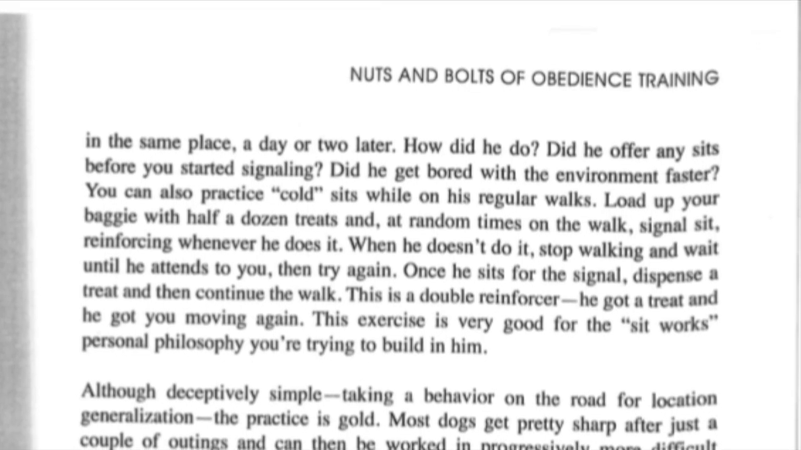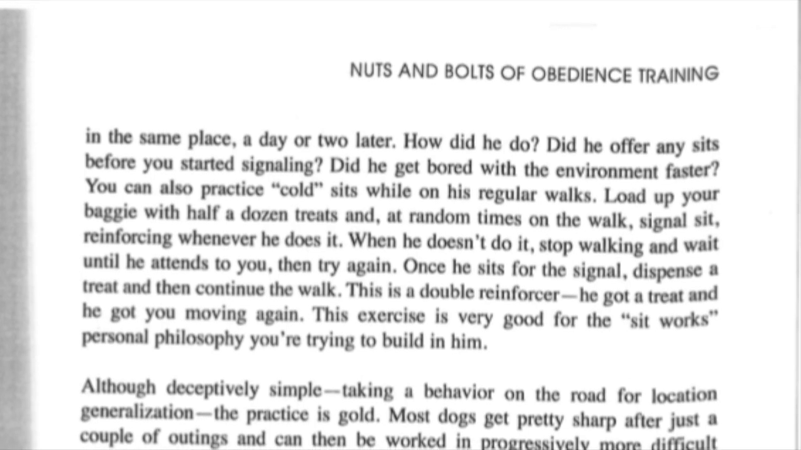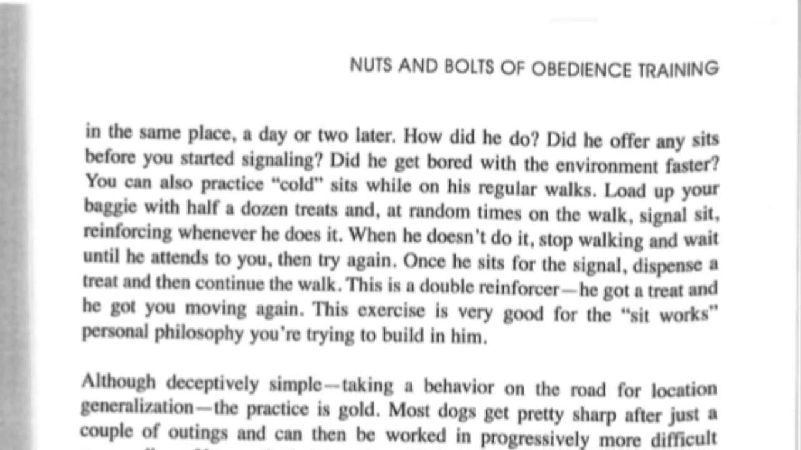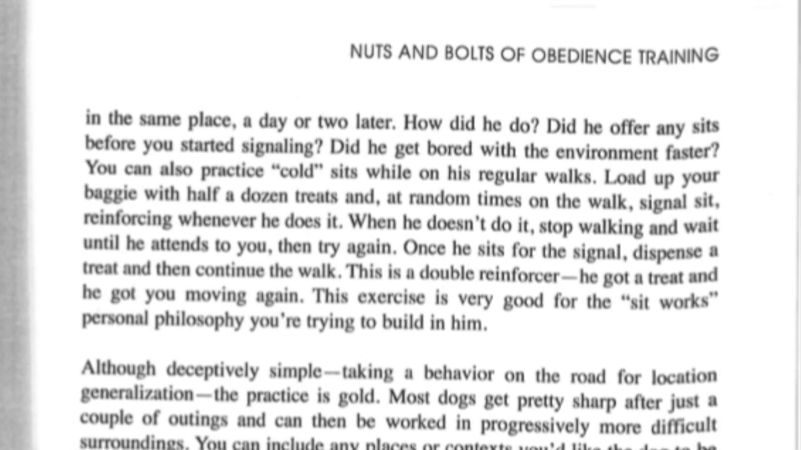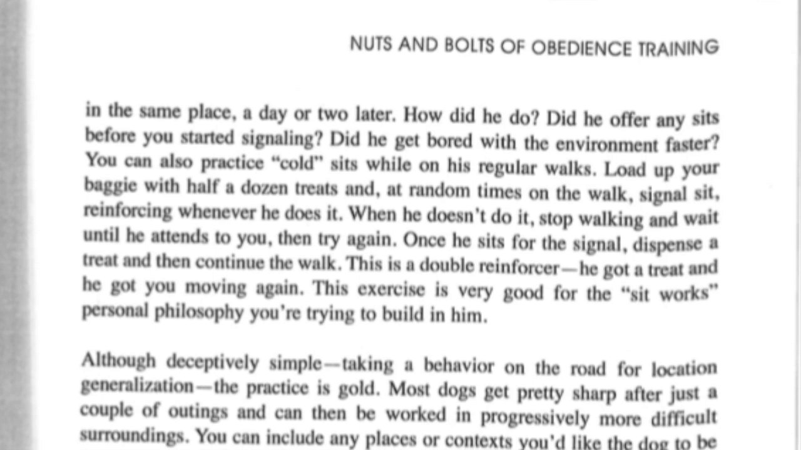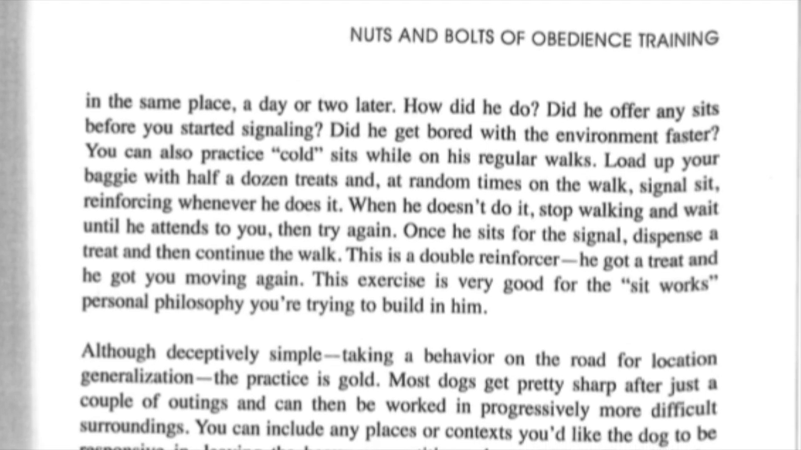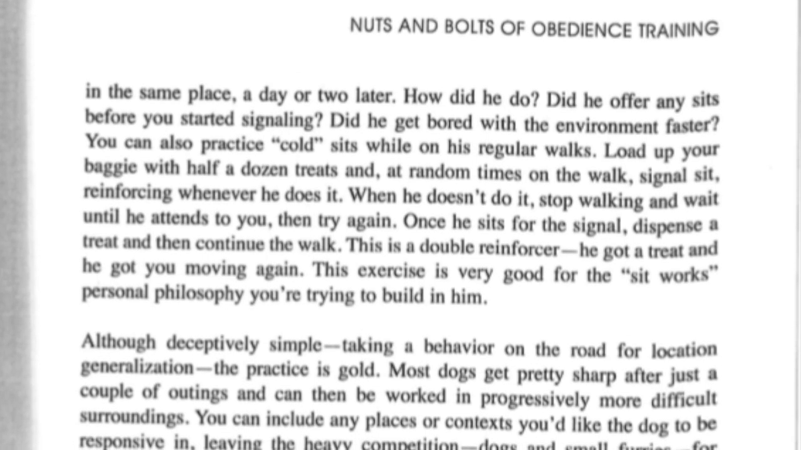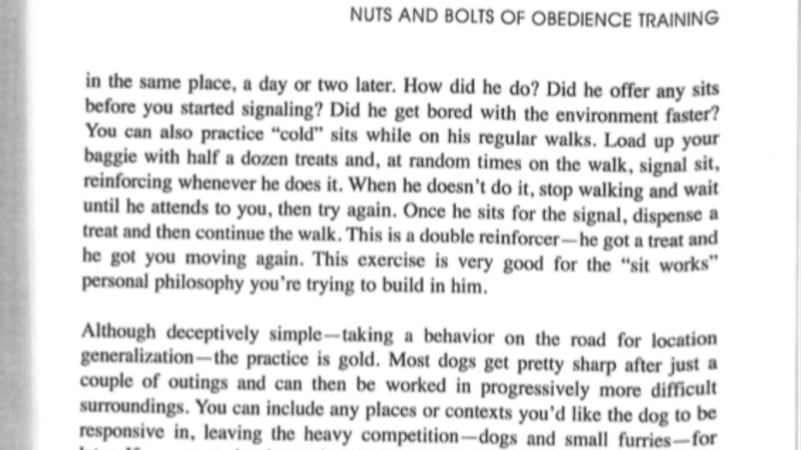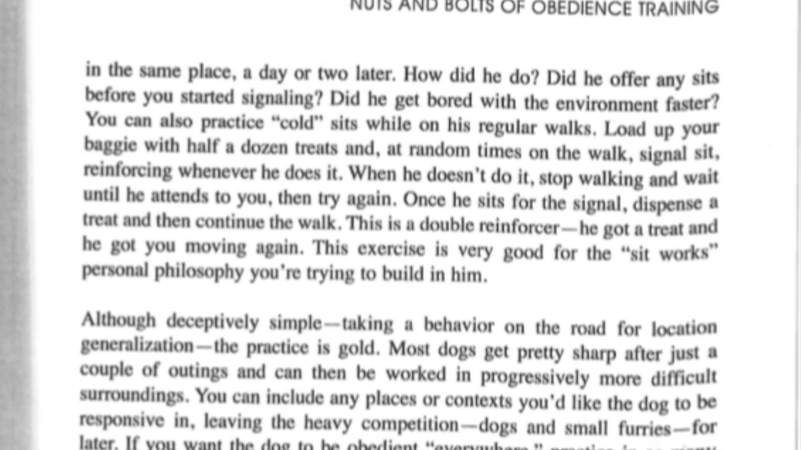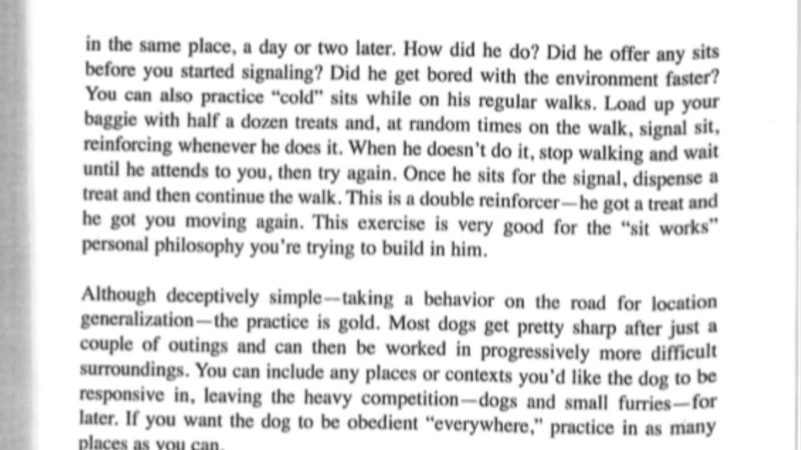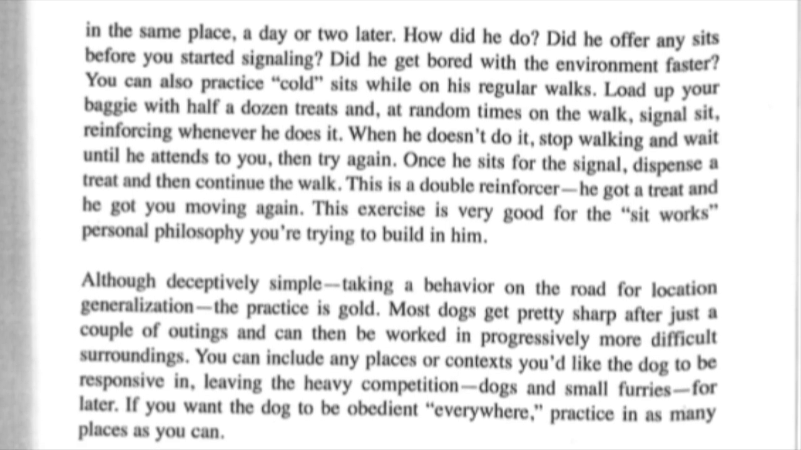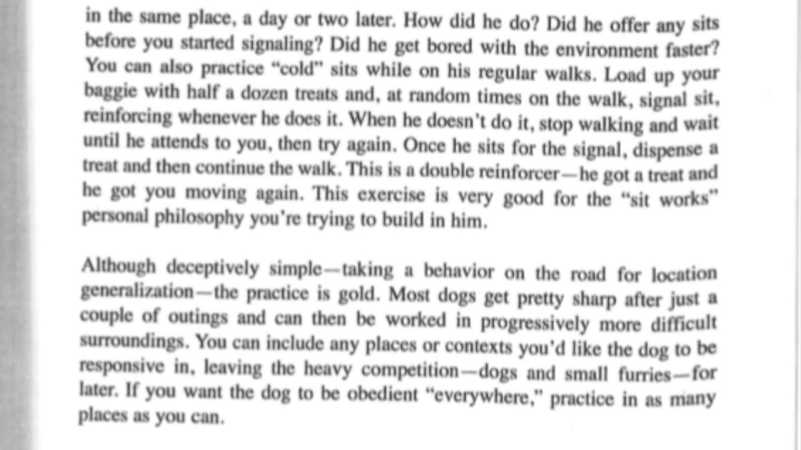You can also practice cold sits while on his regular walks. Load up your baggie with half a dozen treats and at random times on the walk, signal sit, reinforcing whenever he does it. When he doesn't do it, stop walking and wait until he attends to you. Then try again. Once he sits for the signal, dispense a treat and then continue the walk. This is a double reinforcer. He got a treat and he got you moving again. This exercise is very good for the sit works personal philosophy you're trying to build in him.